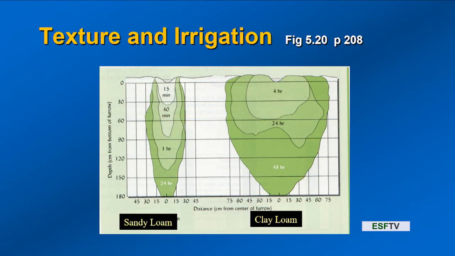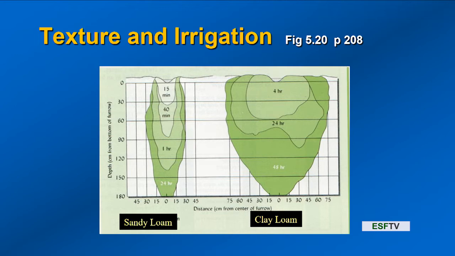So in 15 minutes, it gets down to 30 centimeters, and then in 40 minutes, that water will penetrate to 90 centimeters. In an hour, the water will penetrate to 120 centimeters, and in 24 hours, you're down to almost 2 meters. Okay? And it's a very narrow spread. So mostly the movement is downward. There's very little lateral movement. Now we contrast that to a clay loam, with fewer macropores and more micropores, and we look at the difference: the rate of saturated flow is much slower.